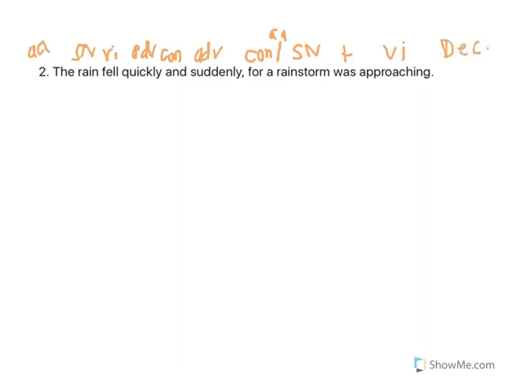Is this a simple sentence or a compound sentence? Well, we see we have one independent clause here. Rain fell quickly and suddenly. Here we have a second independent clause. A rainstorm was approaching. And it is joined by fanboys and a comma. So we know that this is going to be a compound sentence.